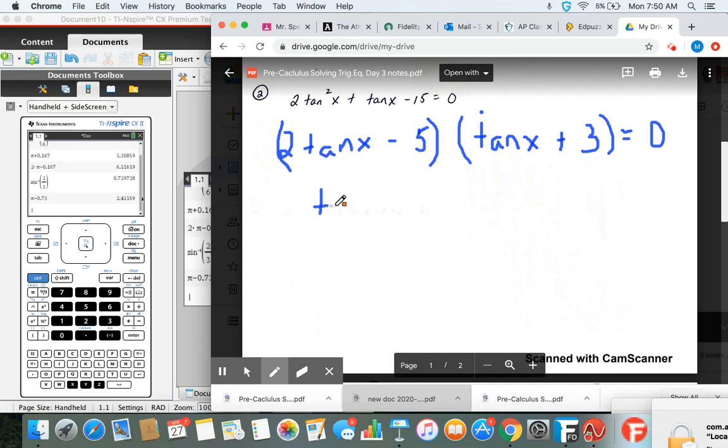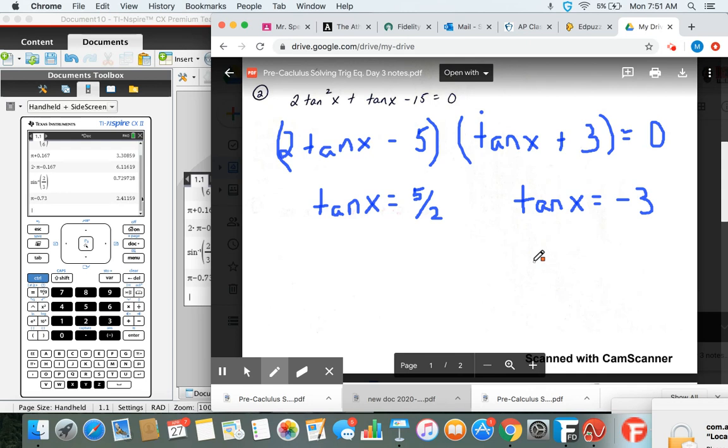Once we factor correctly, we set our factors equal to 0. So I would add 5, I would divide by 2, and we're going to get 5 halves. And over here, we're just going to subtract 3 and get negative 3. All right.